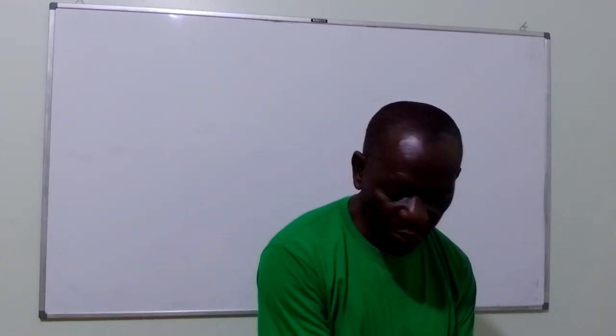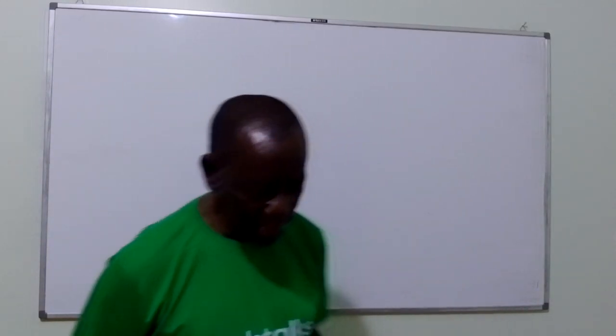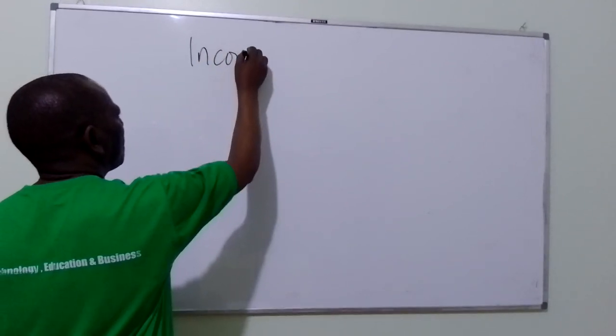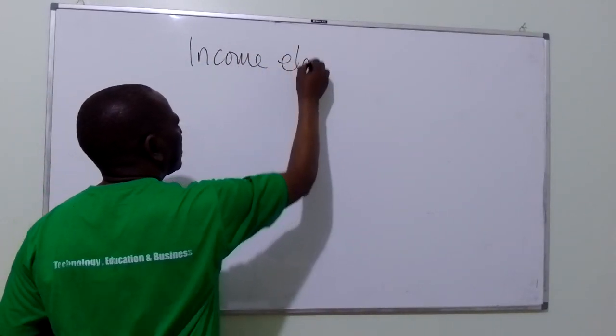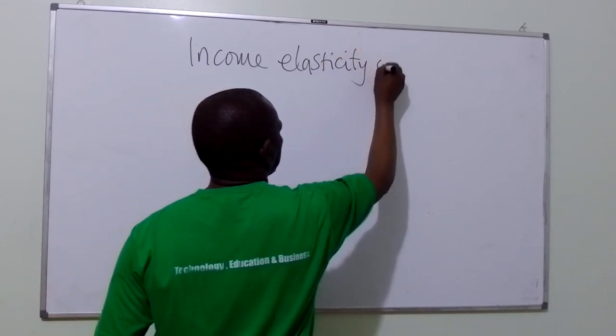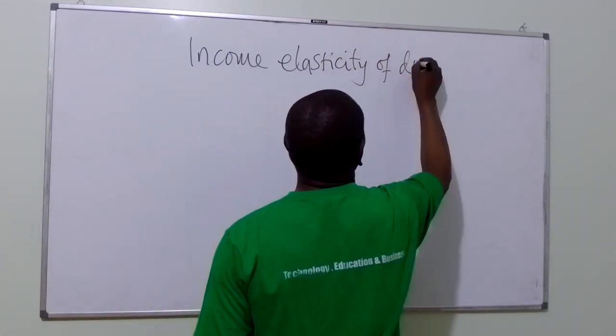From there, we move to another area of elasticity, and this one is called income elasticity of demand. Income elasticity, income elasticity of demand.